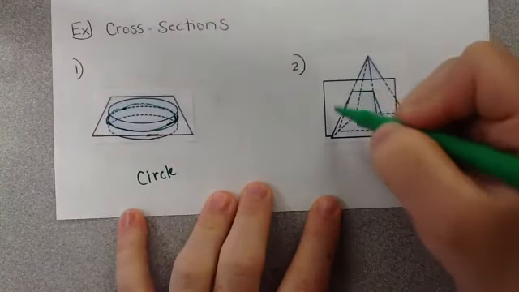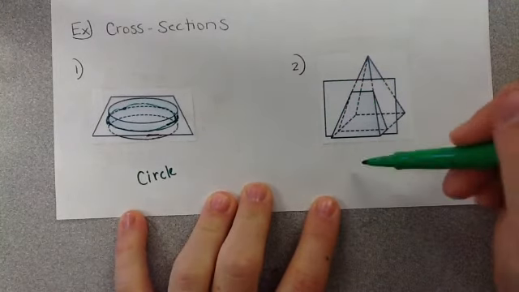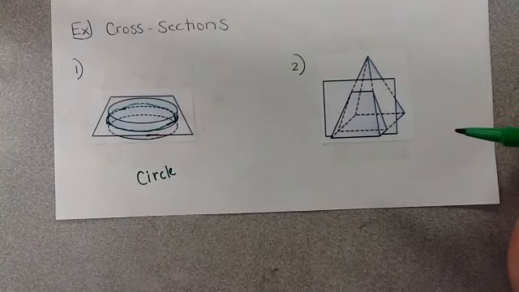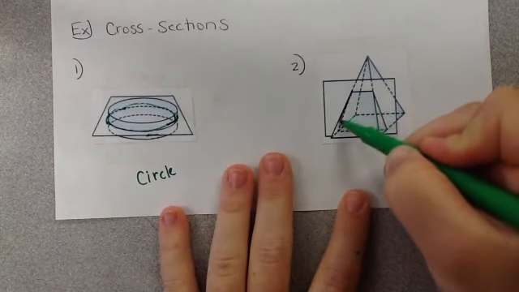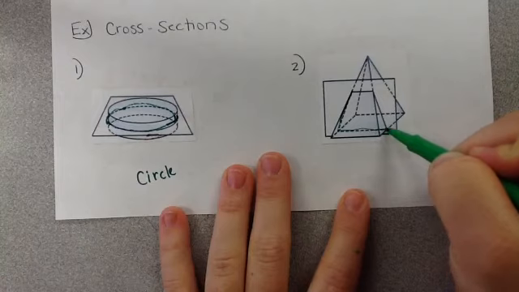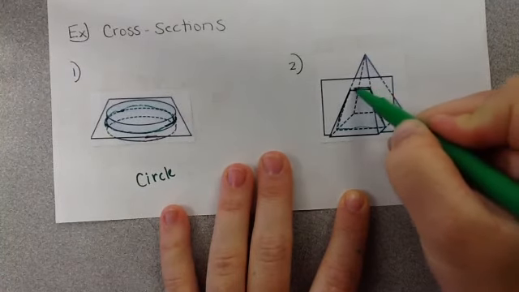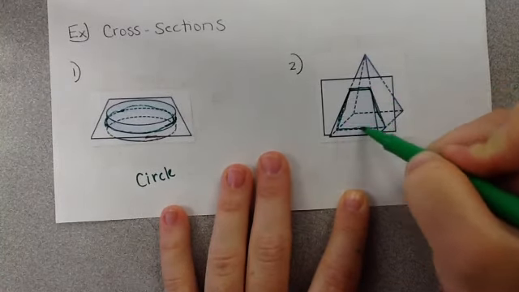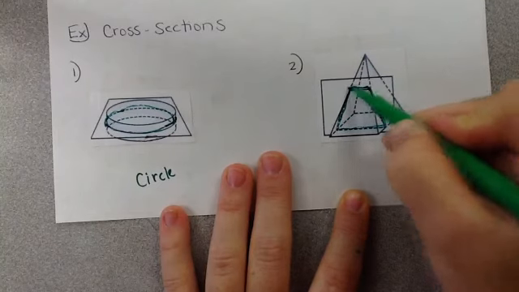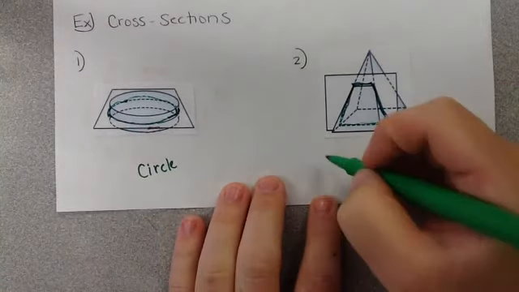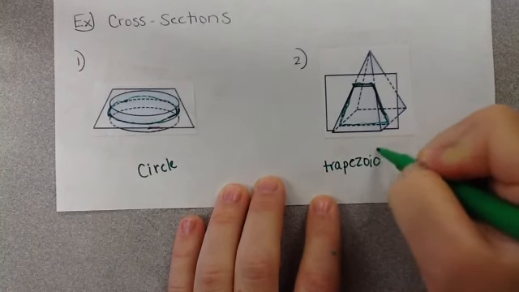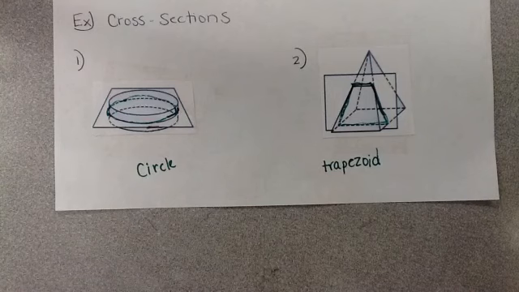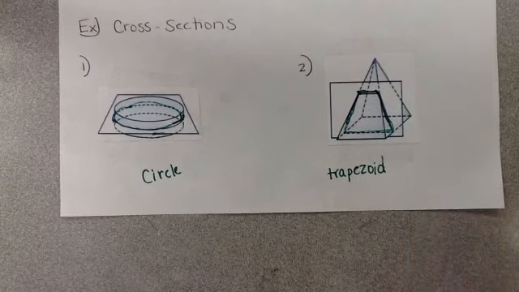So if a piece of paper were to slide through the figure, what shape would it make? This one here, we have a piece of paper going through a triangular pyramid. And you can see the figure right here that it is making. What is the name of this figure right here? A trapezoid. So if you were to slide a piece of paper through the figure, what shape would result? Nice job today, mathematicians.